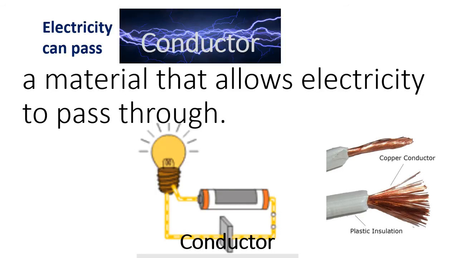So what is a conductor? A conductor is a material that allows electricity to pass through it. So just like the copper wire inside that allows electricity from the cell to flow through it. Now the plastic around the wire is what we call an insulator. So when we touch it, we don't feel the electricity passing through.